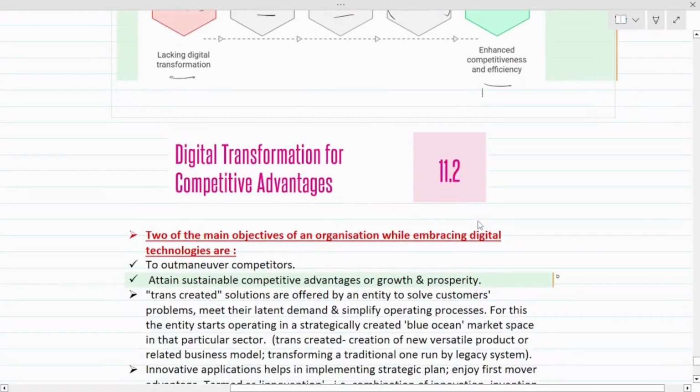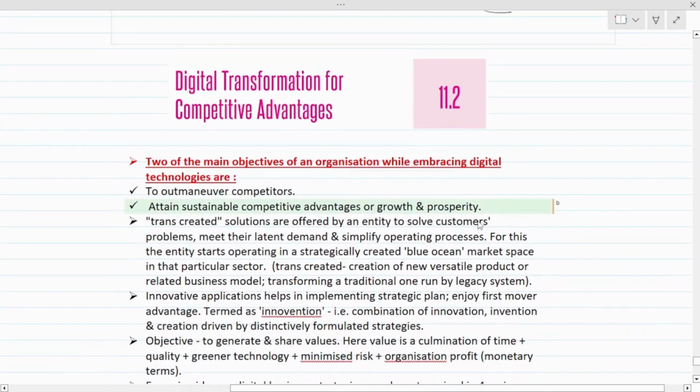Now moving to 11.2. Now 11.2, we will be talking about what? We will be discussing digital transformation for competitive advantages. Right. So how does digital transformation give you an added advantage in competitiveness? Now, two of the main objectives of an organization while adopting digital technologies are, first of all, to outmaneuver competitors. To outmaneuver competitors is basically a phrase.